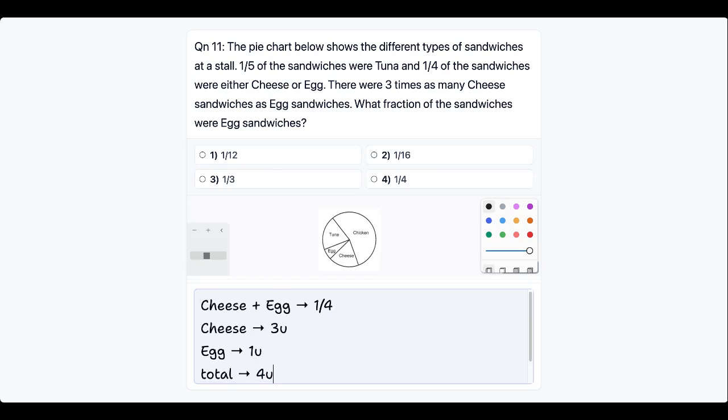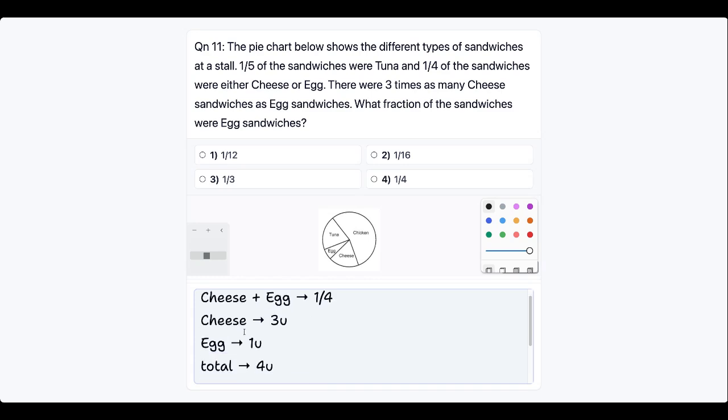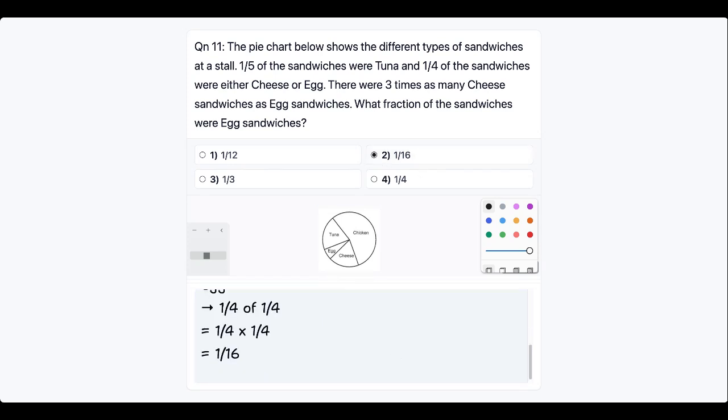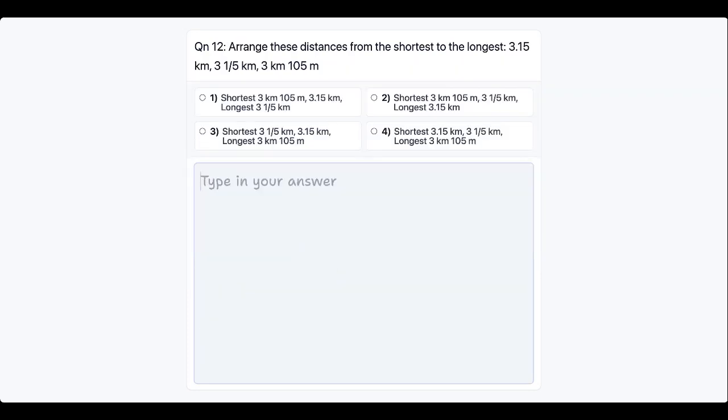So for egg sandwiches, egg is basically one quarter of one quarter. Okay, because the total is 4 units or one quarter in this sense. So what we need to do is just multiply it, right? So this will be one quarter times one quarter, and this will be 1 out of 16. There you go. So that's the answer. 1 out of 16. Let's move to question 12.